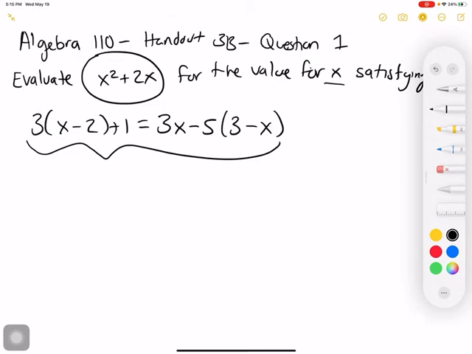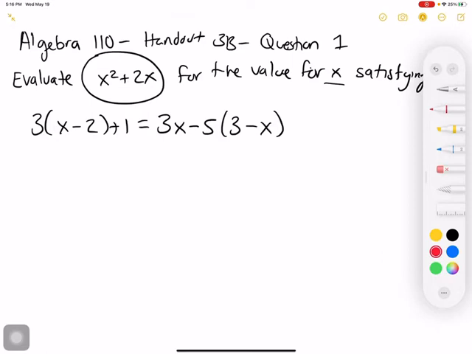So what this means is that we have to solve the latter equation, and then whatever result we get from the second equation, we have to plug into the first equation, which is x squared plus 2x, and see what the result is. I'm going to start solving the large equation because I need that value for x so that I can substitute into the first equation.